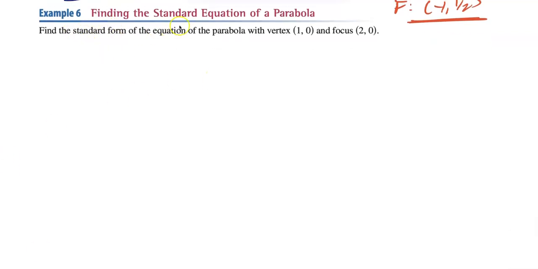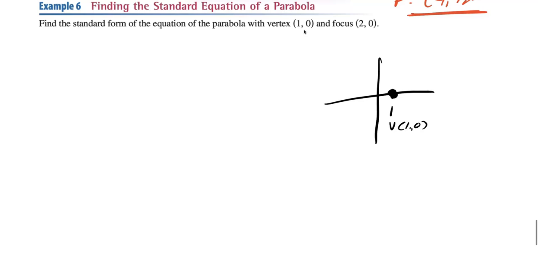Find the standard form of the equation of the parabola with the vertex of 1, 0 and a focus of 2, 0. So standard form of... Okay, I would say start off, let's graph it. Draw a little sketch to make sure, are we using x squared or are we using y squared? So my vertex is at 1, 0, so right there. That's my vertex. And then my focus is at 2, 0. So 2, 0 is my focus.